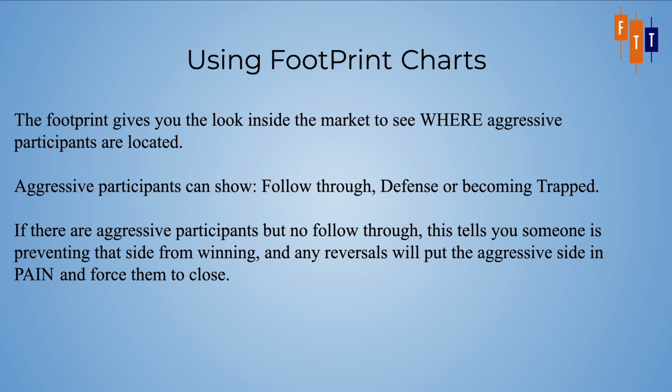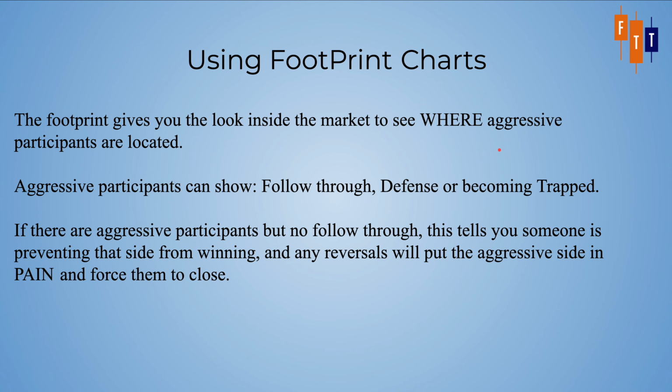So how do we use footprint charts? All right, the footprint charts give you a look inside the market to see where aggressive participants are located. Aggressive participants can show follow-through, they can show defense, or they can become trapped. In the first lesson, I talked about how order flow is a fluid term, and selling doesn't always mean that you sell. Selling can mean follow-through, and it can also mean that those sellers are becoming trapped, because you have a buyer and a seller for each transaction.